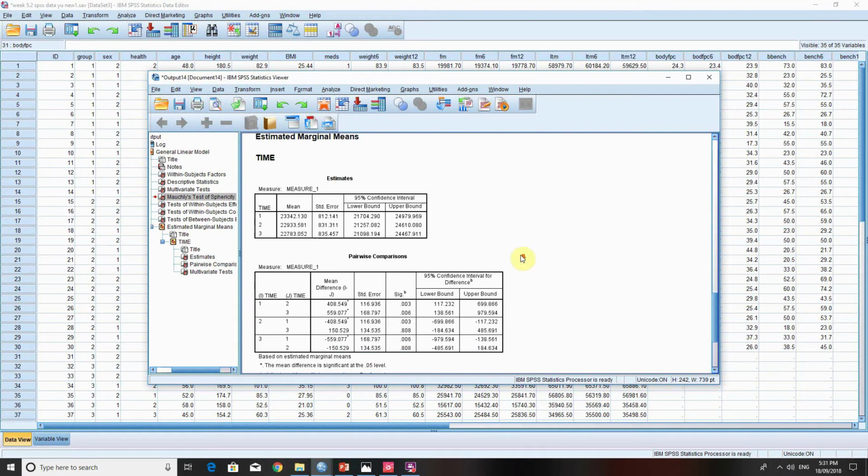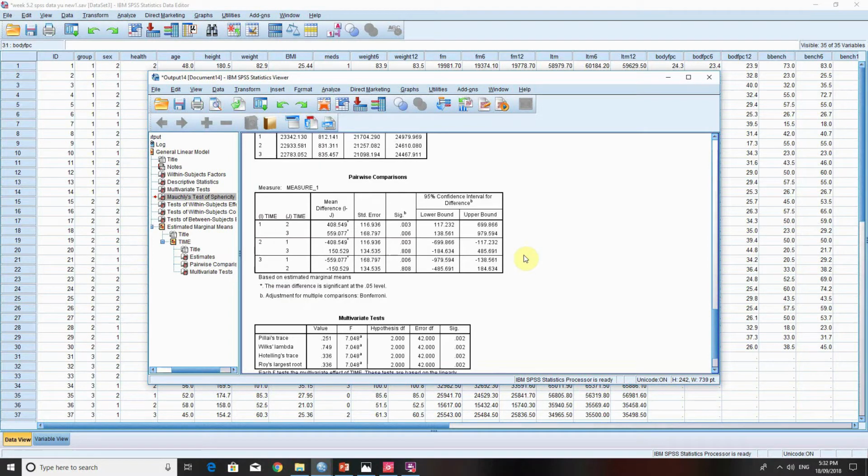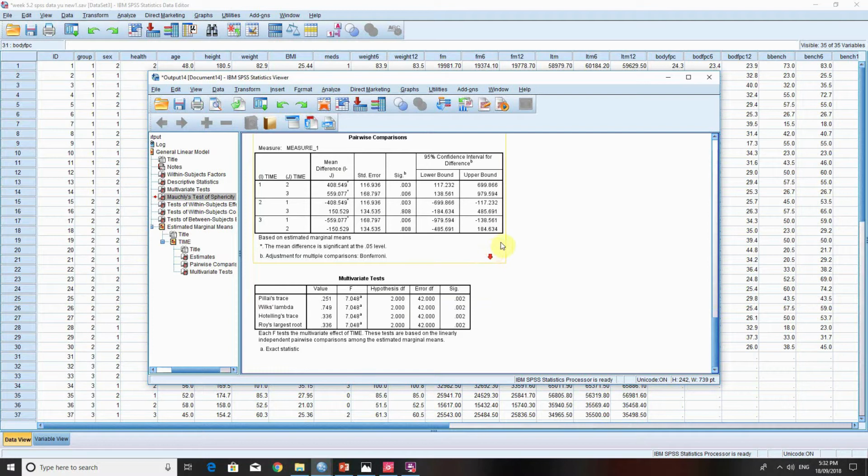We then scroll down to our pairwise comparisons because we know there was a difference over time, and now we can say that there was a difference between 0 and 6 weeks, P equals 0.003, and 0 and 12 weeks, P equals 0.006.